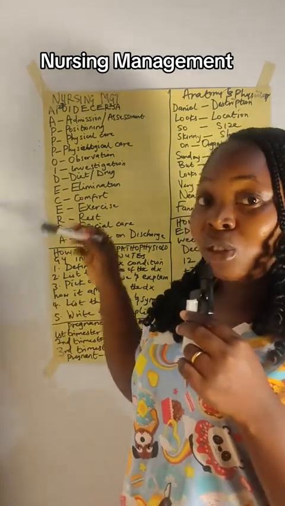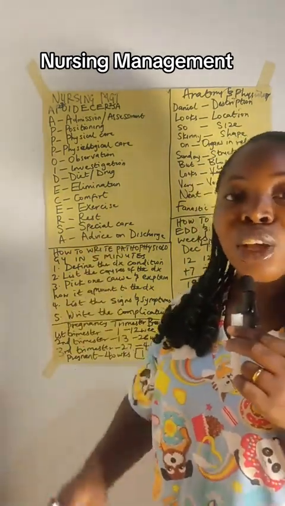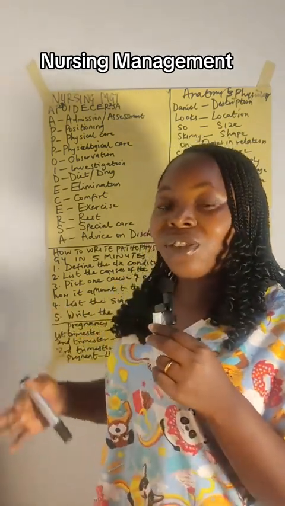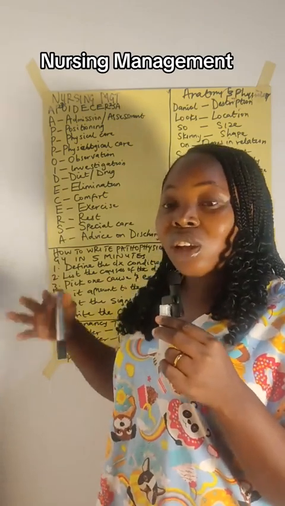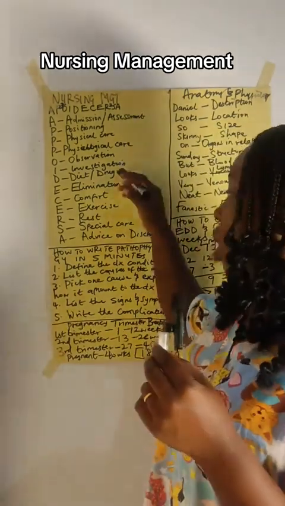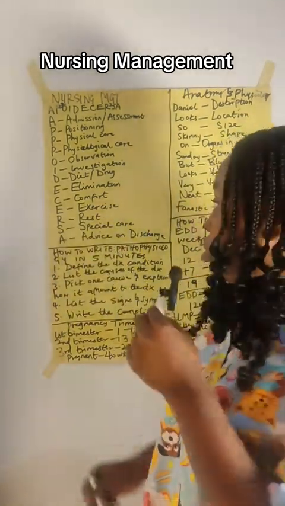D stands for diet and drug. Here you are going to tell us the type of diet you are going to give this patient, if it's glucose free diet, or drugs, the drugs you give the patient. This is where you are going to tell us the drugs you will give.